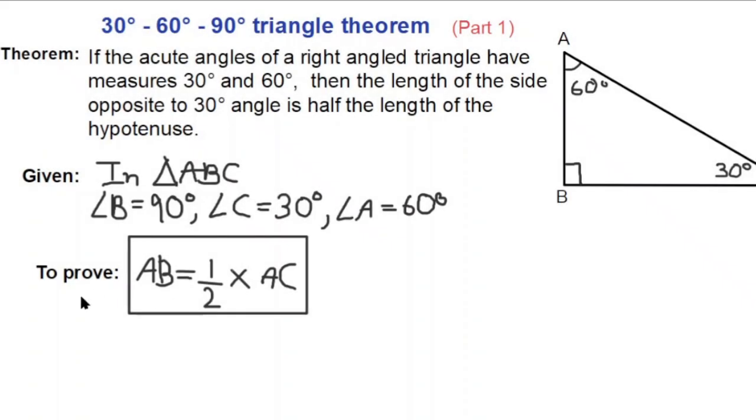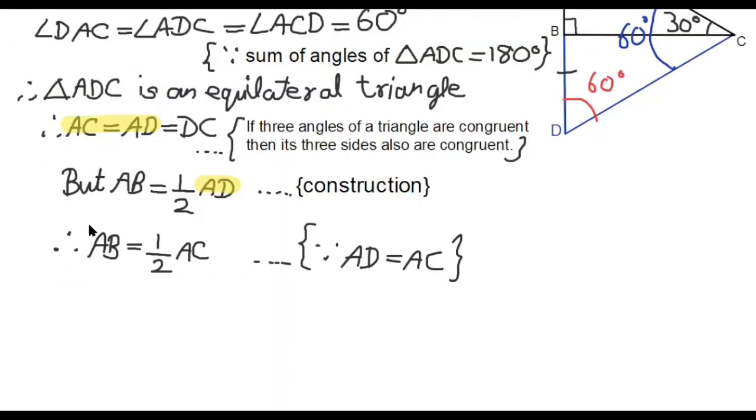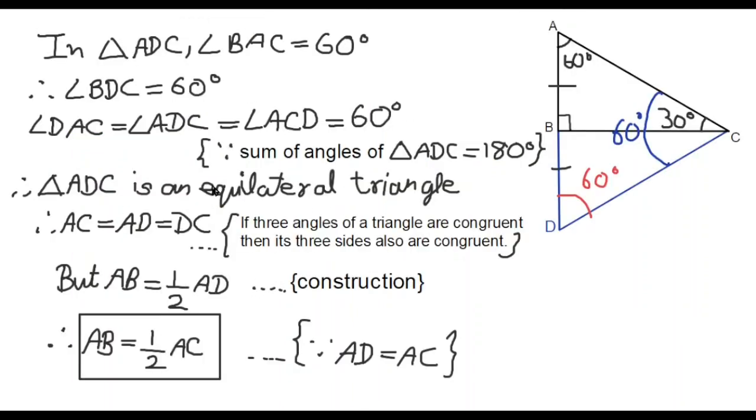Okay. See, this is what we have to prove. Okay. AB is equal to half AC. This is what we have to prove. So see, here we got the answer. AB is equal to half AC. Okay. Understood? This is the theorem. First part of the theorem. So we have proved this theorem. So here we end part 1 of this theorem. Part 2 of this theorem we will see in the next video.